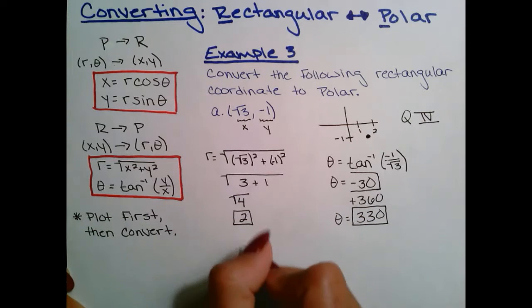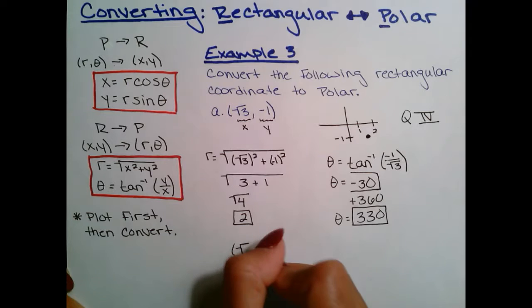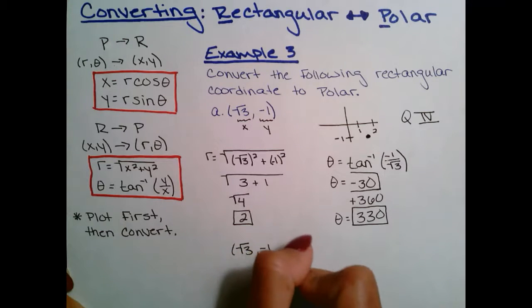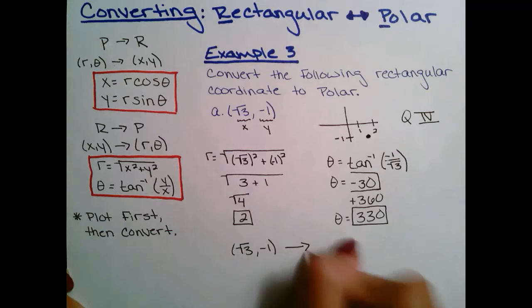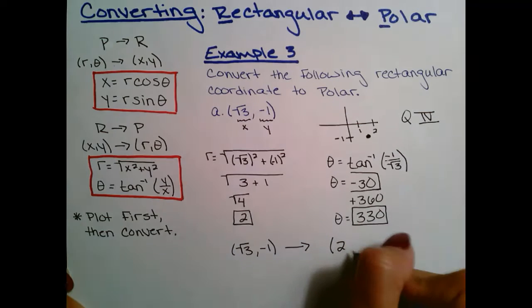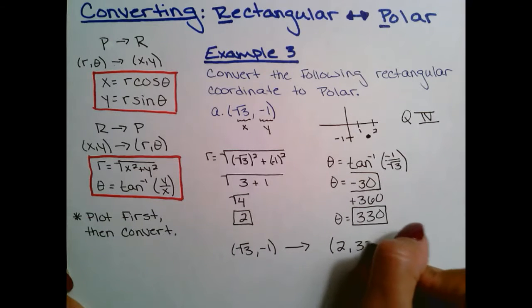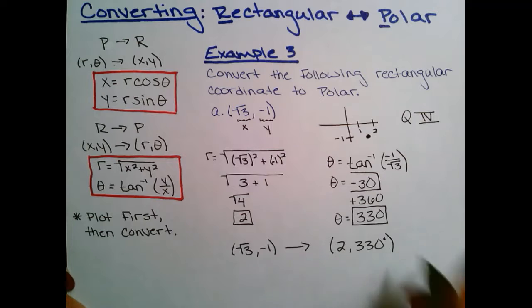So the conversion, radical 3 comma negative 1 in rectangular, in polar would be 2 comma 330 degrees. And that would be our final answer for this question.